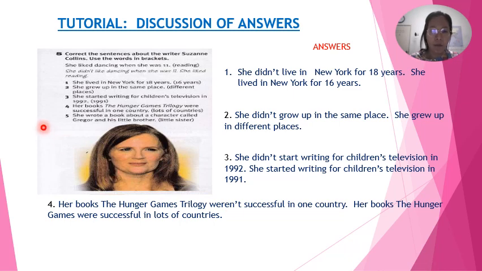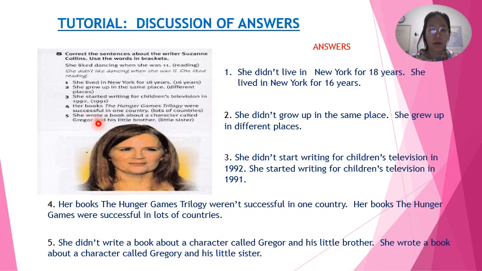Okay, now we look at number 5. She wrote a book about a character called Gregor and his little brother. Okay, so little brother is wrong. You need to change it to little sister. So how do we change it here? She wrote. The present tense for wrote is write. So she didn't write a book about a character called Gregor and his little brother. She wrote a book about a character called Gregor and his little sister.